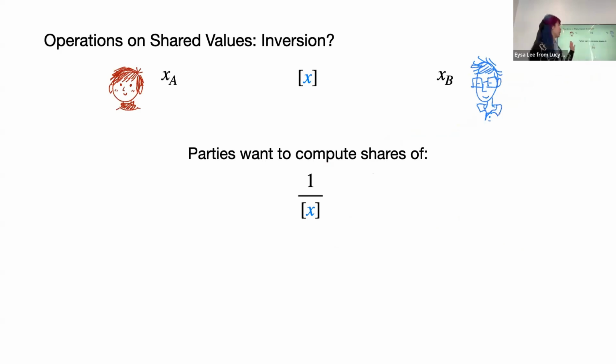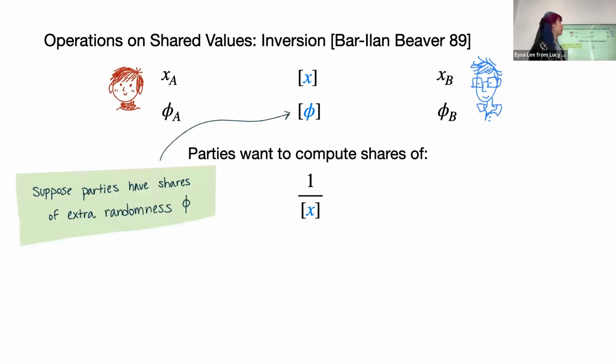Well, if we look at it like this, okay, I have shares of X. We can't do the thing with multiplication where we wrote it out in terms of these shares. So it requires a little bit more care. And there's a really cool technique by Bar-Ilan and Beaver from the 80s where suppose parties have an extra random value. We're going to call it phi. Well, we can take this 1 over x and rewrite this in terms of this phi value, and multiply the top and bottom by phi over phi, right?